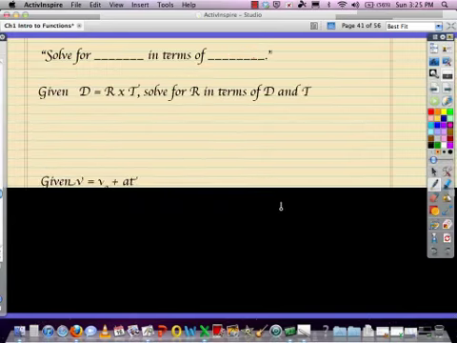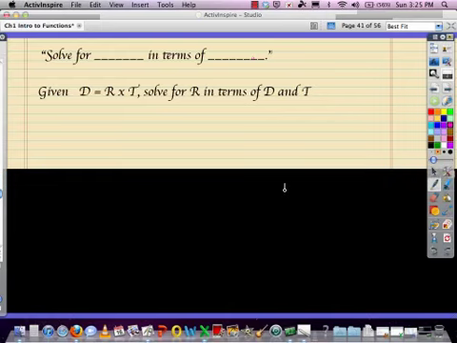So knowing that, here is our first situation. Given our formula, d equals r times t, solve for r in terms of d and t. That means get r all by itself on one side of the equation. In order to do that, we need to follow our algebra steps. To get r by itself, we want to keep r here, get rid of the t. You should be saying, I need to divide by t on both sides. If I do that, my result is d over t equals r.